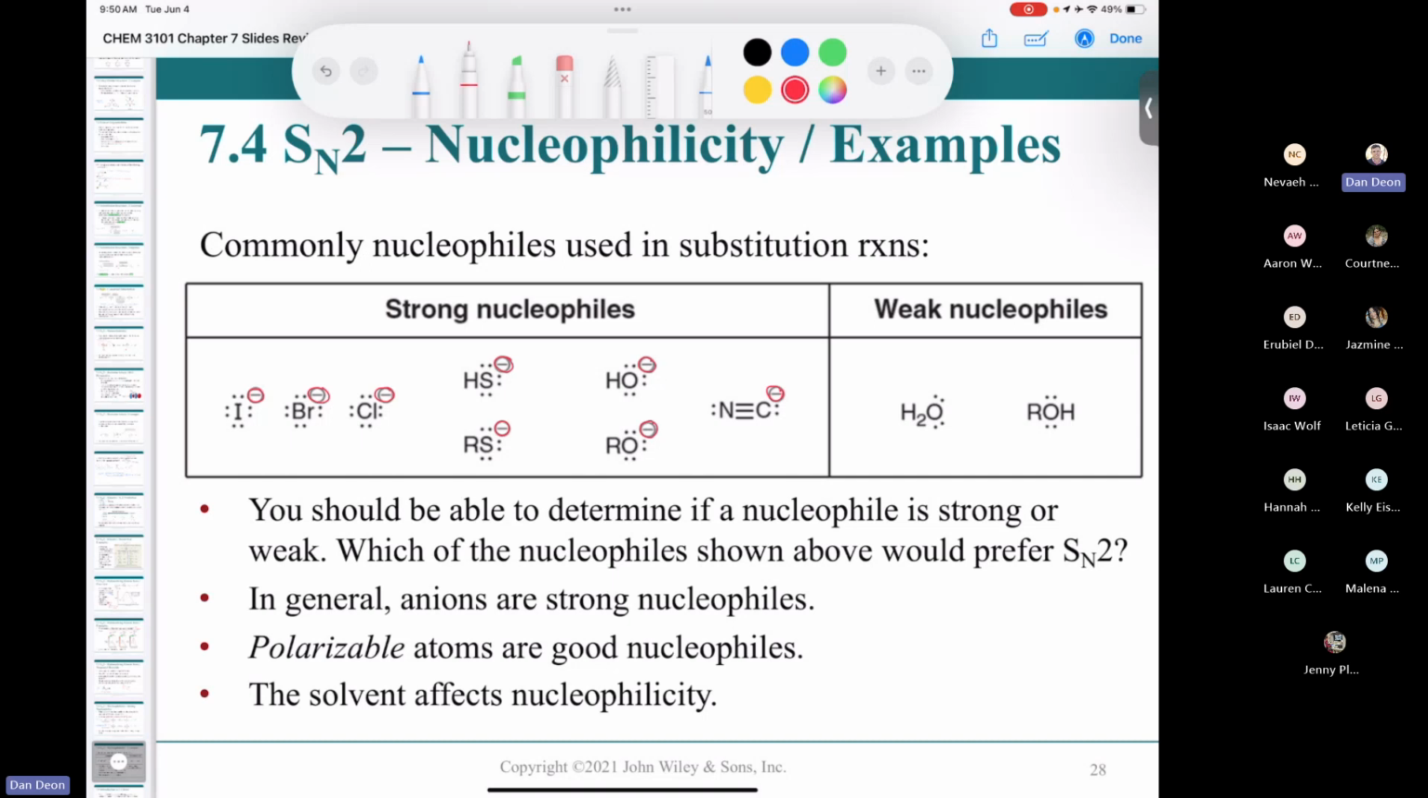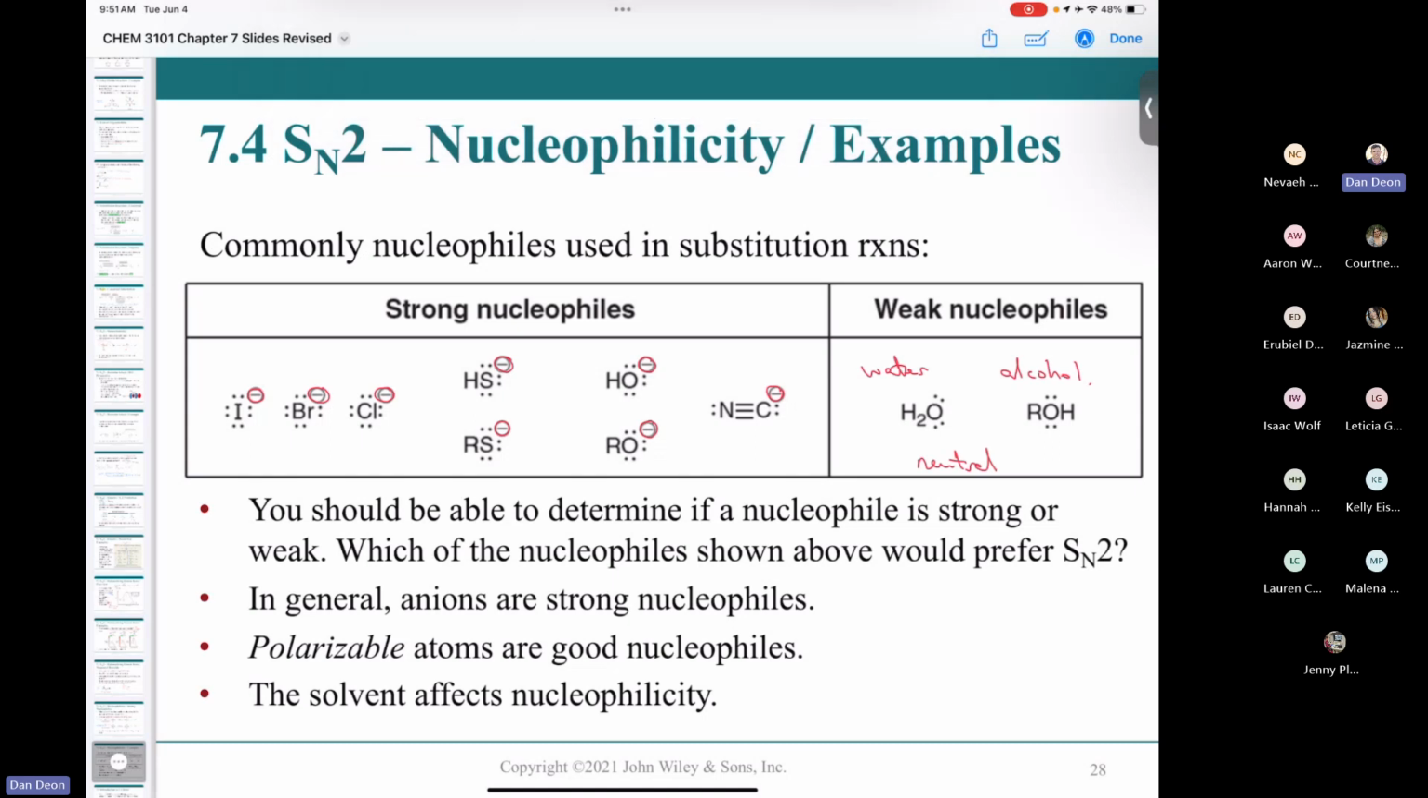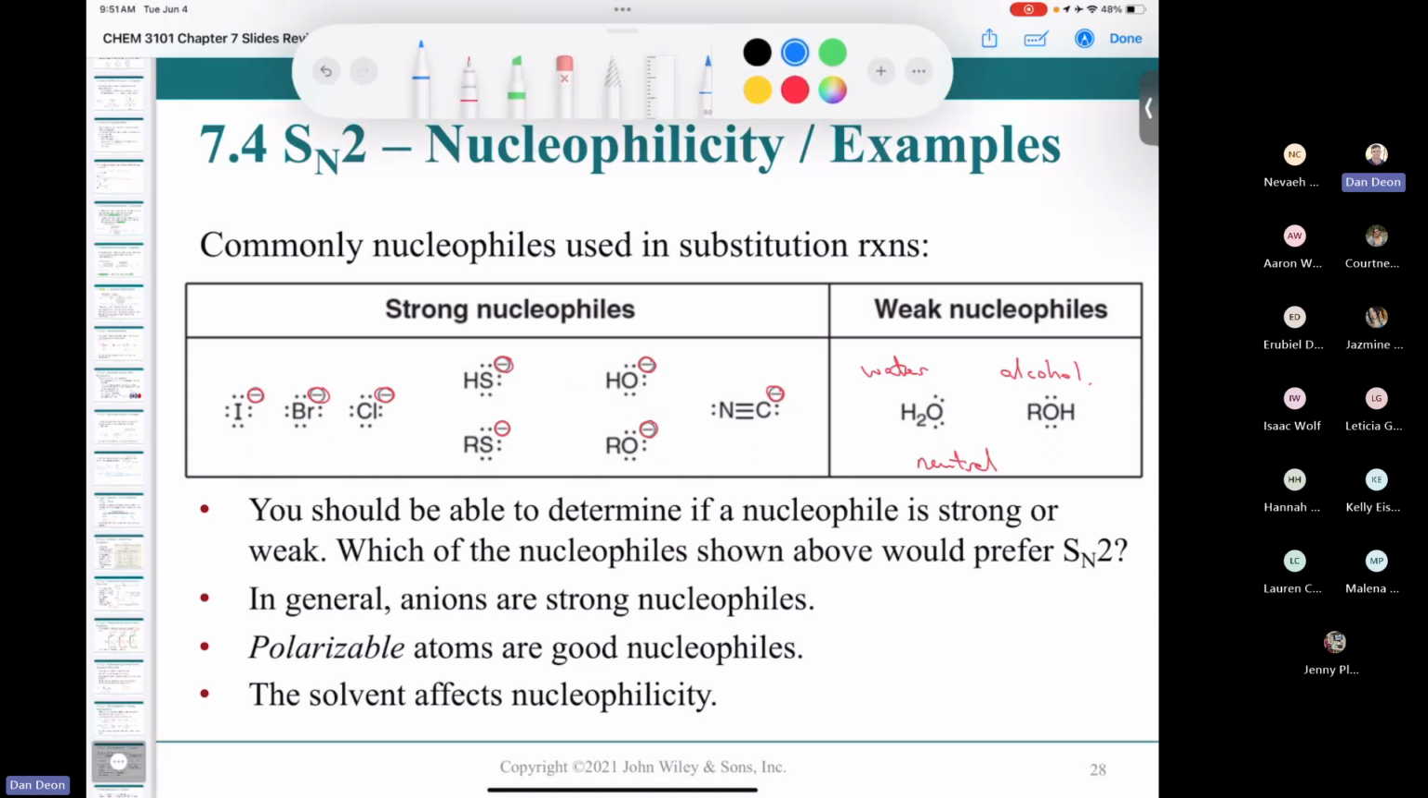And what do the weak nucleophiles have in common? They have no charge. They're all neutral, whether it's water or an alcohol. Those are both considered nucleophiles, but they're definitely not strong. In general, anions are strong nucleophiles, but it also says here that polarizable atoms are good nucleophiles. Remember that polarizability is kind of like the squishiness of the atom. It's its ability to store its electron cloud.